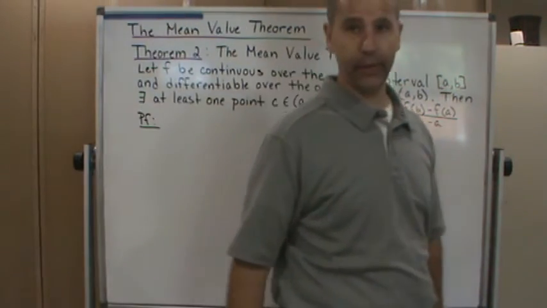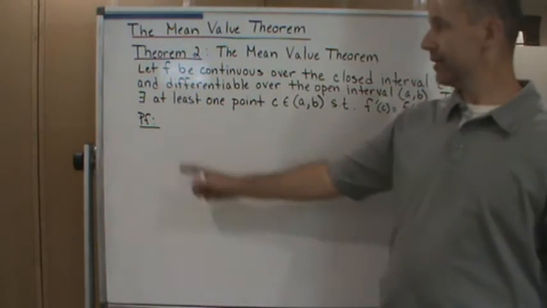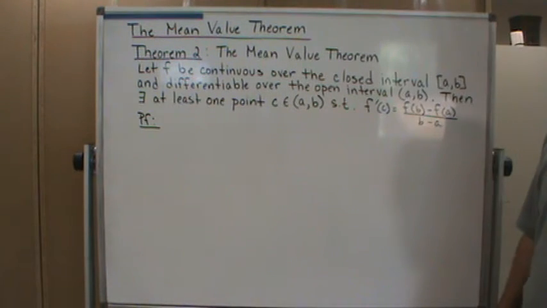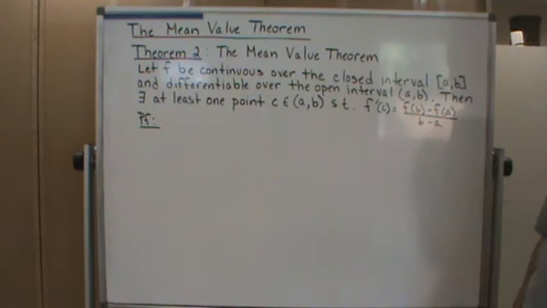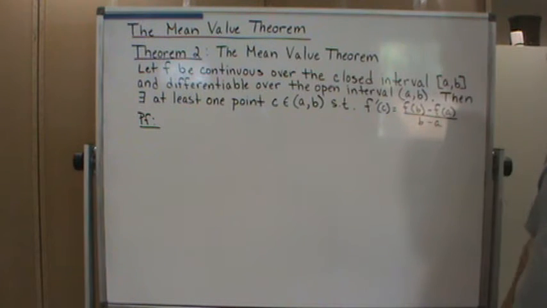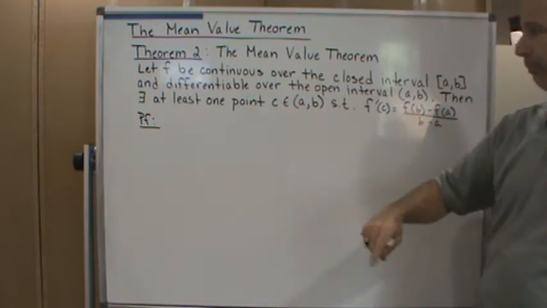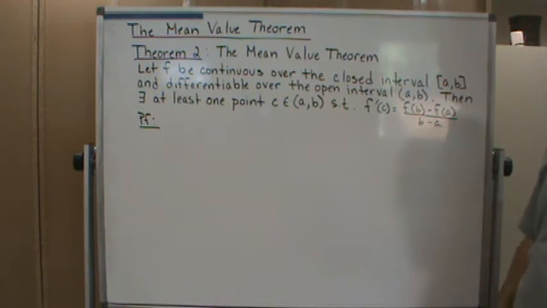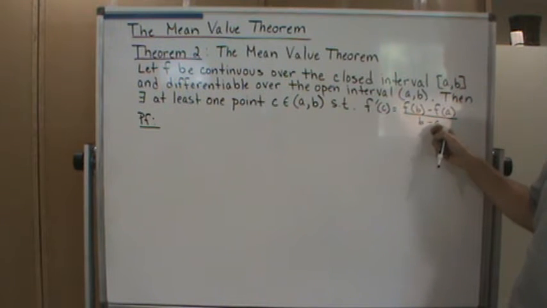Okay, so welcome back. Now here's the theorem, the mean value theorem. It says let f be continuous over the closed interval [a, b] and differentiable over the open interval (a, b). Then there exists at least one point c in the open interval (a, b) such that f prime of c is going to be equal to f of b minus f of a divided by b minus a.